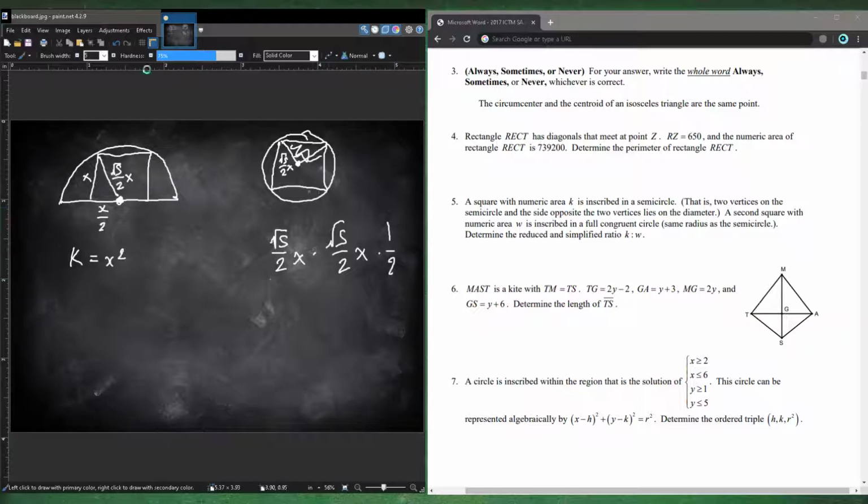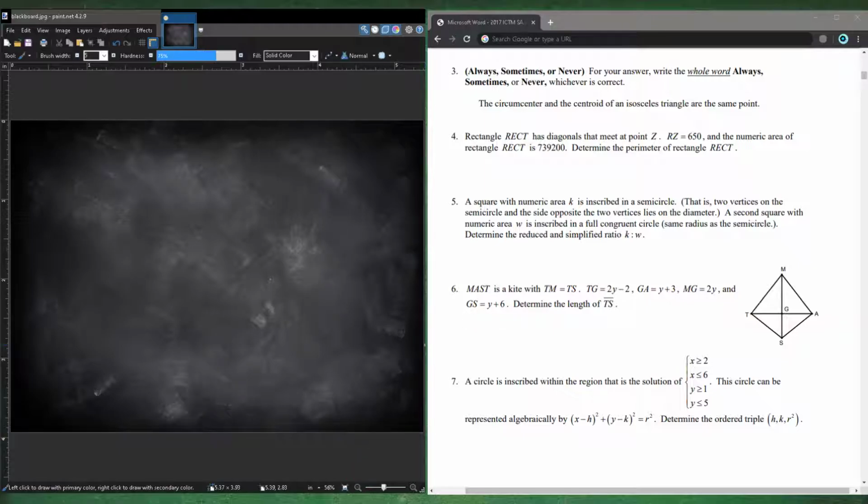Now, since there's 4 of them, you kind of draw it out. There's 1, 2, 3, 4. That means you multiply by 4 to get the total area. So we can cancel out these 2's with this 4. So this gets 5 over 2 x squared, which is your area for w. That means the ratio from k to w is just the coefficient, which is 1, and the coefficient of this is 5 over 2. Make it into integers, so that's just 2 to 5. And that's your answer for number 5.